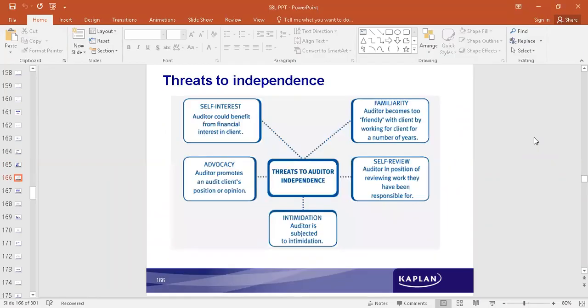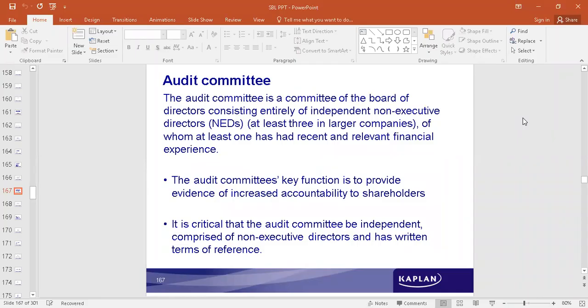What are the threats to independence? Maybe they are benefited from the organization in some other capacity, therefore they do not want to forego that and would be silent: self-interest. Or they may recommend or promote the client's position. They may feel intimidated, that could be another reason. They may be too familiar with the client, therefore they do not highlight anything which is inappropriate. Or self-review: if by reviewing the work they are also going to be brought into light, they may be silent on those areas.